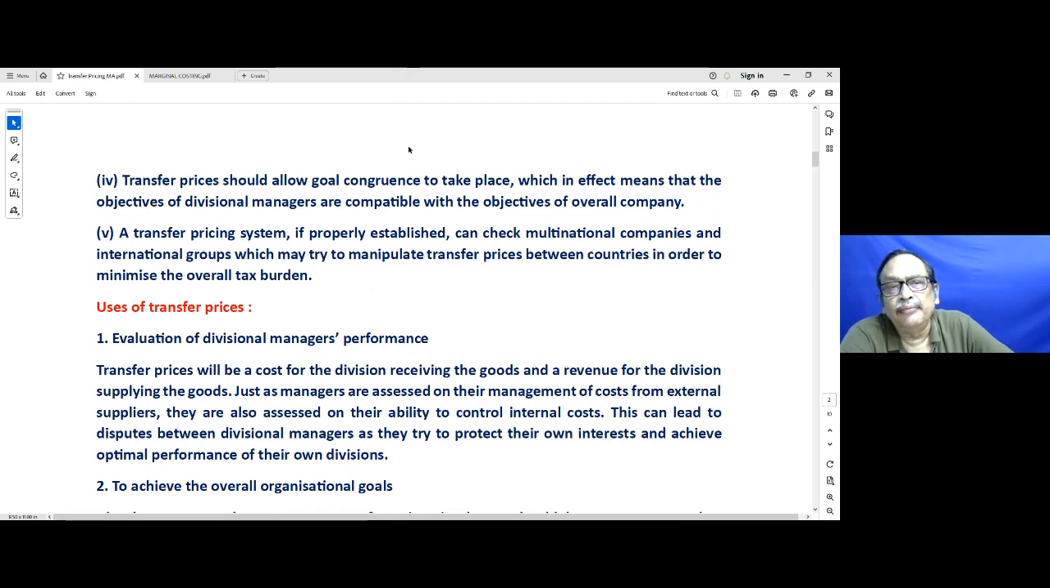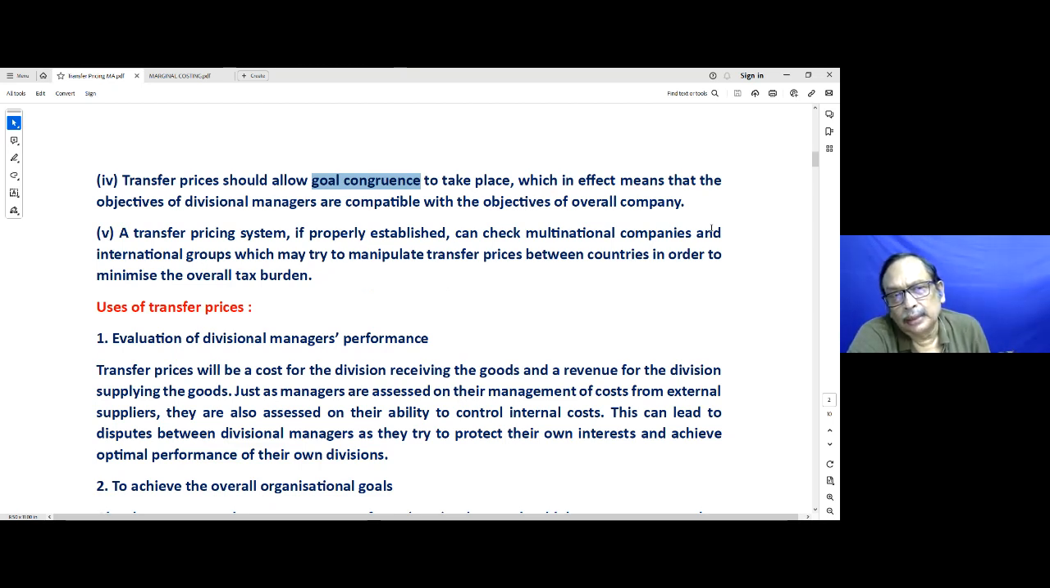The fourth point is that transfer prices should allow goal congruence. Now I am emphasizing the term goal congruence. Goal congruence means, say, division A is the selling division, division B is the buying division, and the divisional profits of both divisions A and B are maximized, and thereby the fulfillment of the overall objectives of the company can be achieved. That leads to goal congruence.